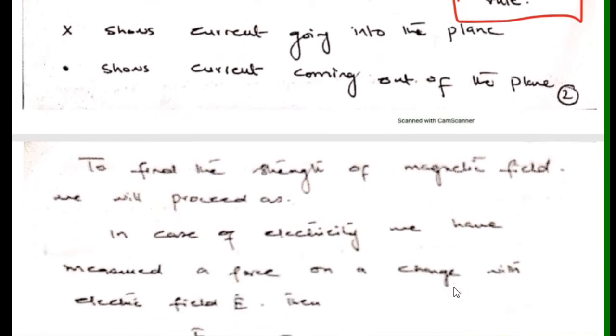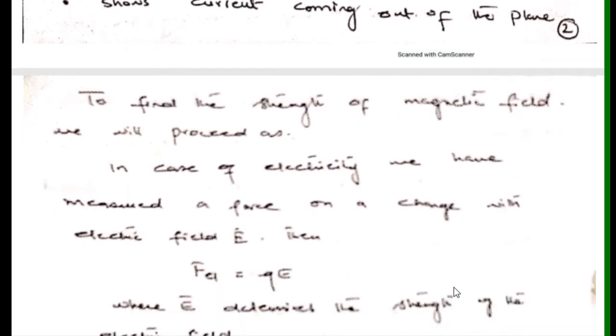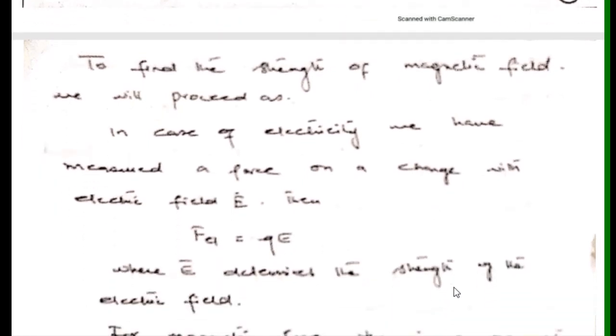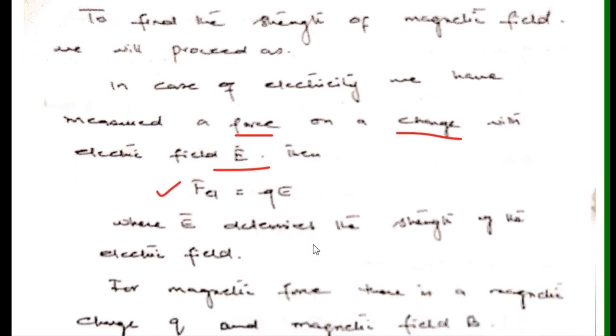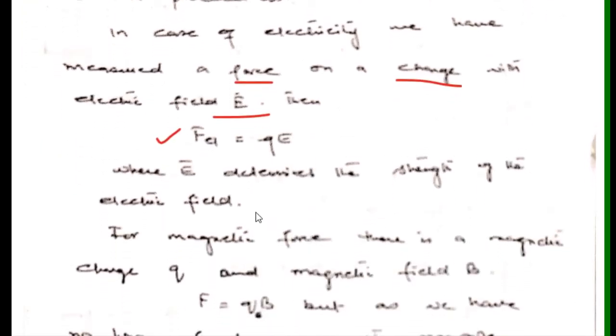Now, to find the strength of the magnetic field, we will proceed as in case of electricity, where we have measured the force on a charge with electric field E, and the formula which we have written to calculate the electric force is F is equal to QE, where E determines the strength of the electric field. So this E determines the strength of the electric field.